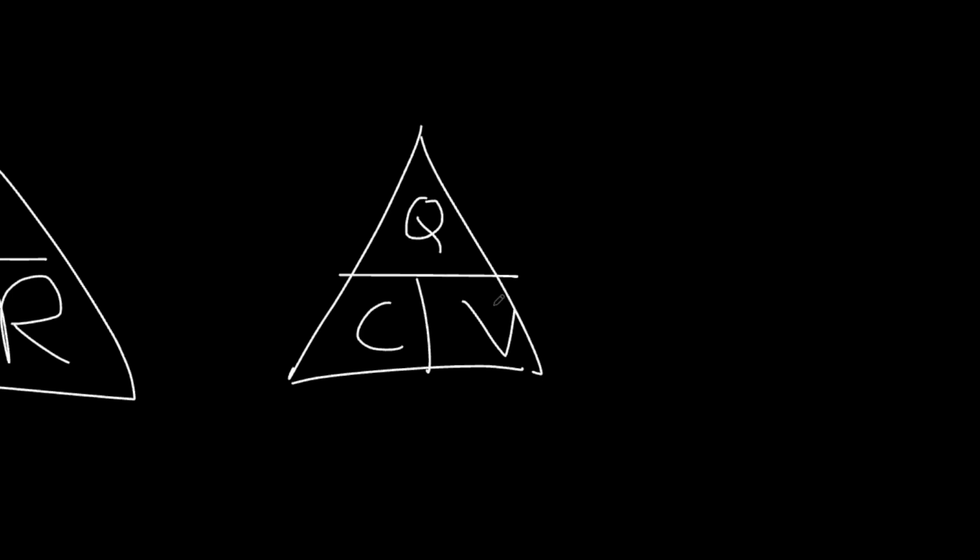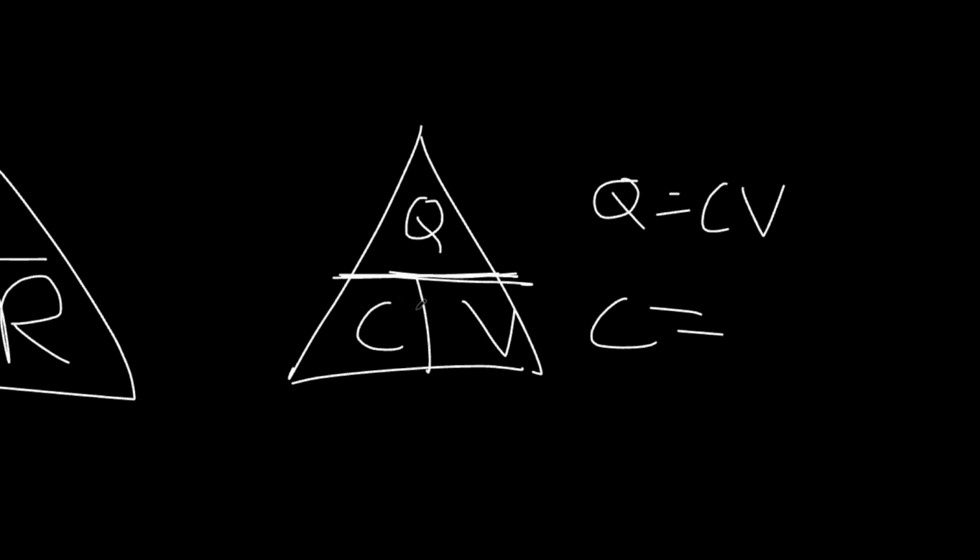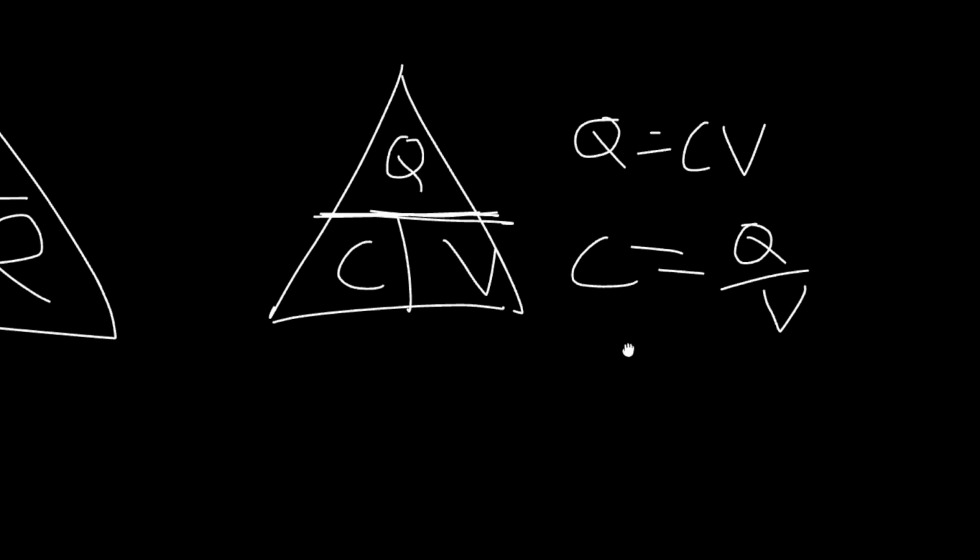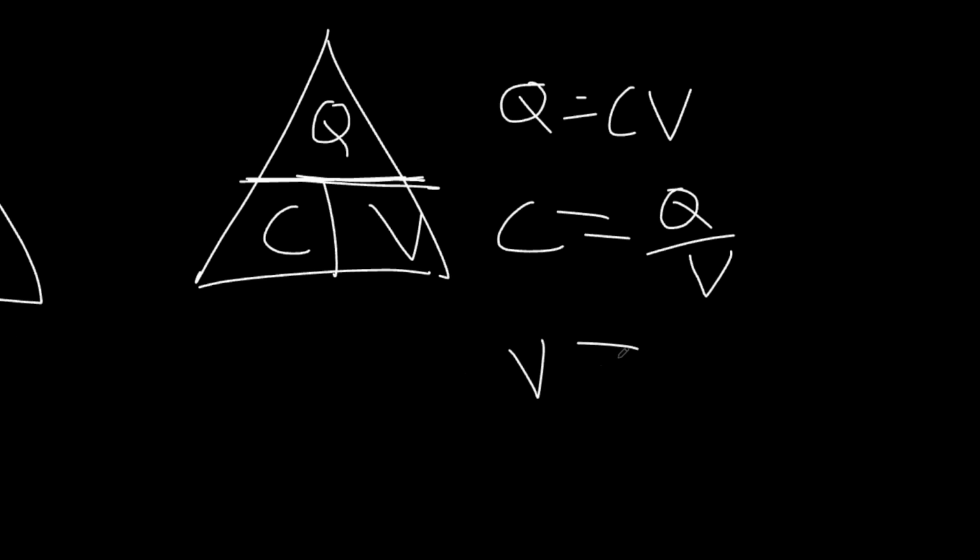The way you want to solve these is, if we're trying to find Q, these two are beside each other, so we just multiply them. Now if we're trying to find C, we have Q at the top, and it's over, this is the division sign we can imagine, over V. So Q over V, and that's the formula. It's the same thing if we're trying to find V: we have Q on top, and it's over C, and that equals V. That's the basic prerequisite information to solve these kinds of problems.